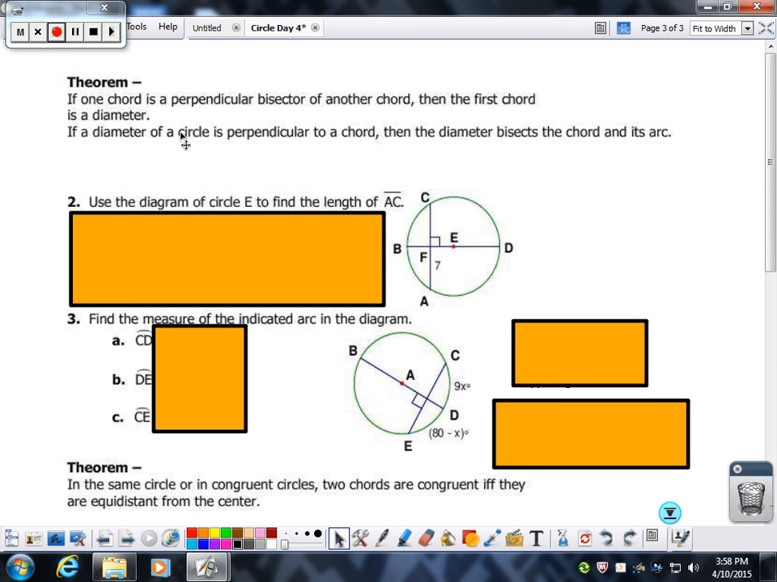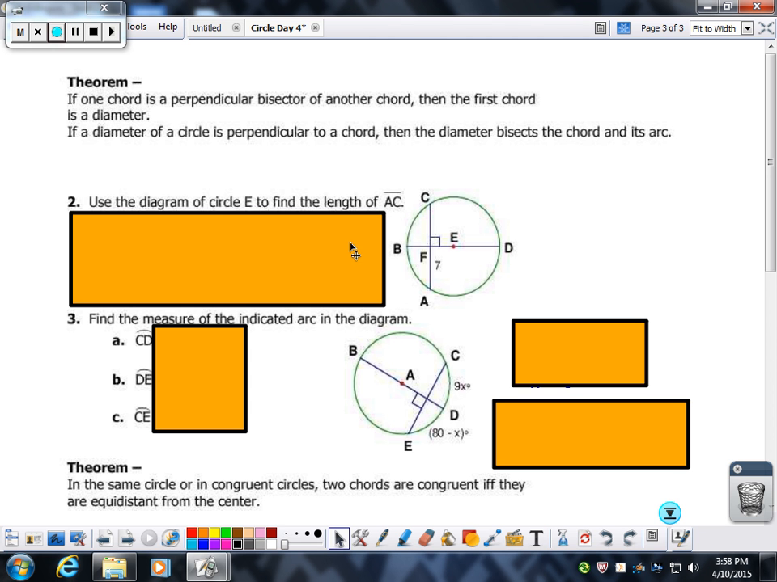The next theorem, this is kind of a two-part theorem here, and we're going to show you both parts. First, if one chord is a perpendicular bisector of another chord, then the first chord is a diameter. And second is, if a diameter of a circle is perpendicular to a chord, then the diameter bisects the chord and its arc.